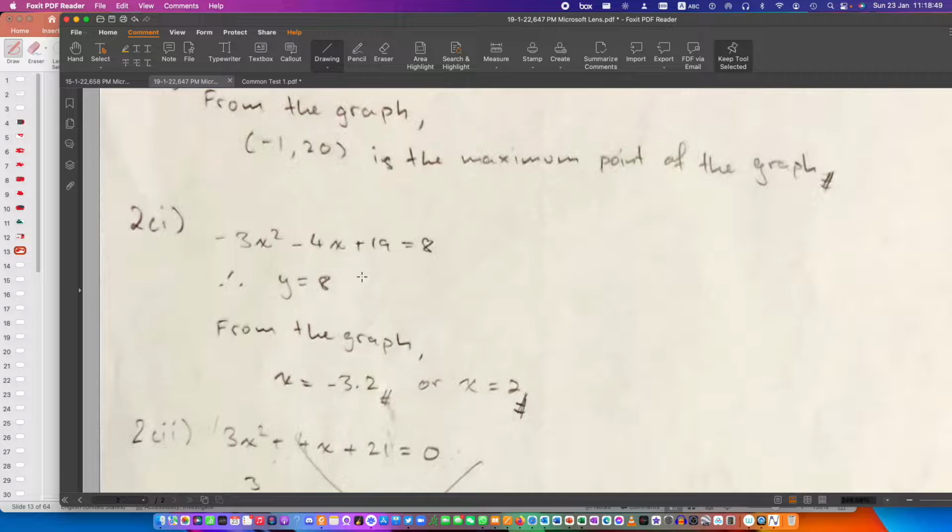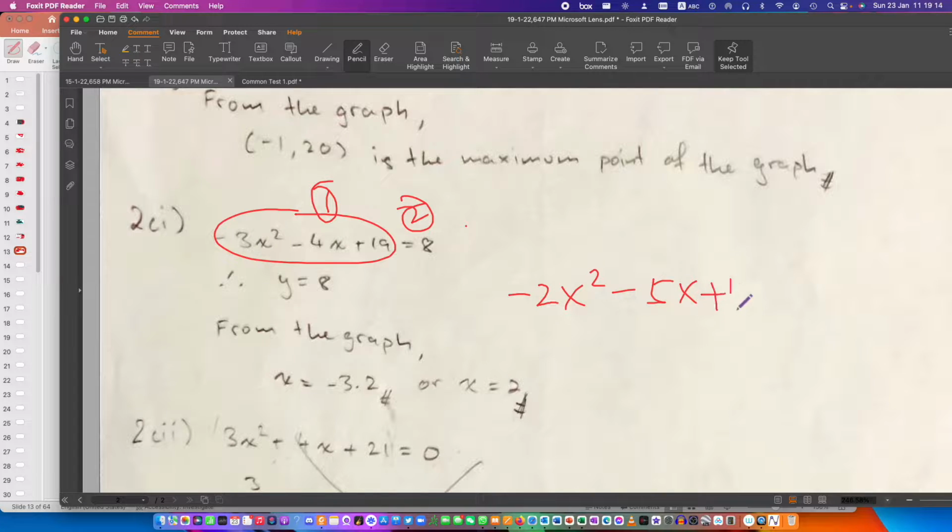Now, if I ask you why you draw y equals 8, you make use of the simultaneous equation graphical method concept. The equation 1, equation 2 concept, right? Yes. We are doing that, right? So if I give you something else next time, instead of this question, I can give you anything actually. I give you this. Can you solve?